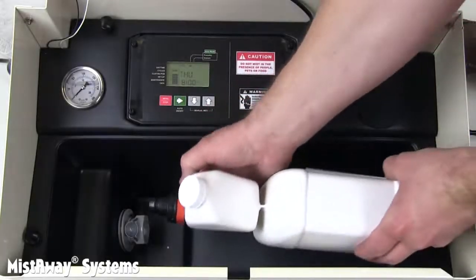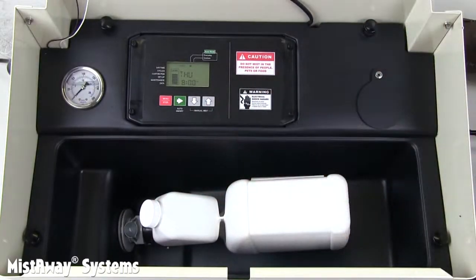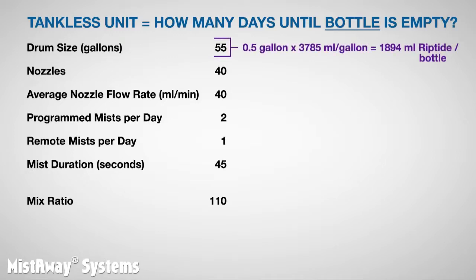Now let's go through a similar exercise for the tankless unit, paying special attention to the differences. Here again is our hypothetical system. It is identical to the one we just discussed, except that it has a tankless unit, and we're going to calculate how many days until the bottle is empty. Let's start by converting our half gallon of Riptide into milliliters so that we can make the calculation work. There are 1,894 milliliters of concentrate in a half gallon.